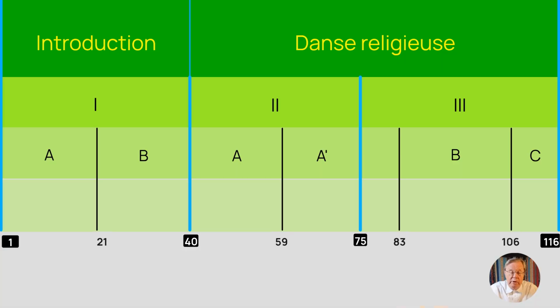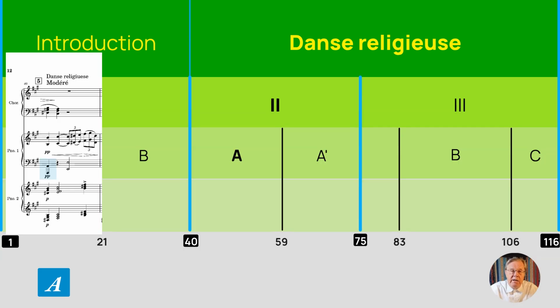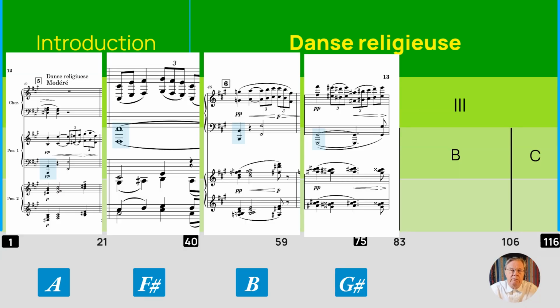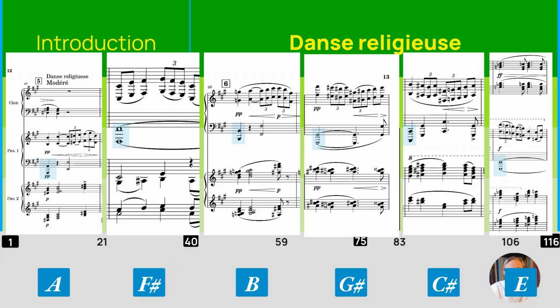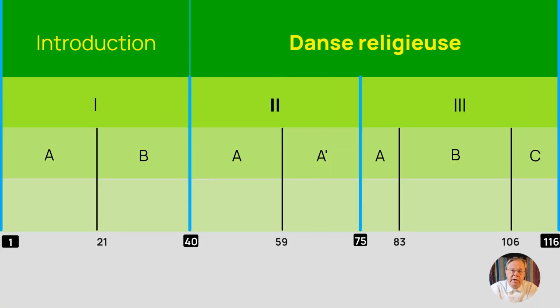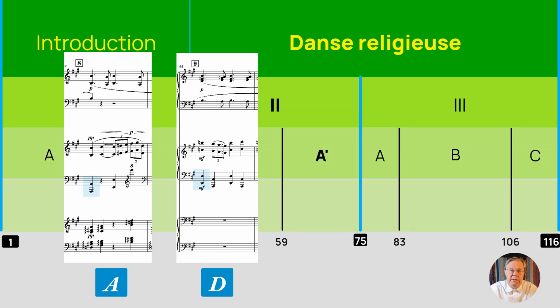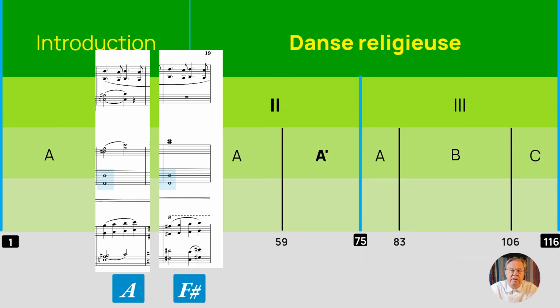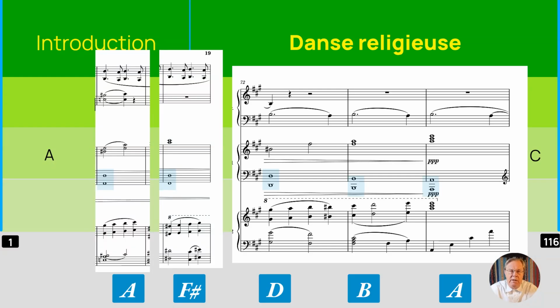Scholar R.B. Orenstein has shown that Ravel drew on his academic training to sketch out his compositions using a skeletal figured bass. We can see this at work in the religious dance. In section 2, we have subsection A, where it is A, F sharp, B, G sharp, C sharp, E, and A. And in subsection A prime, we have A, D, E sharp, C sharp, A, F sharp, D, A.